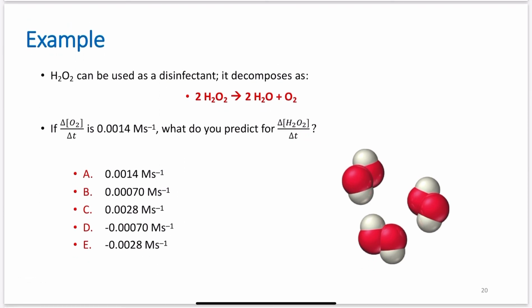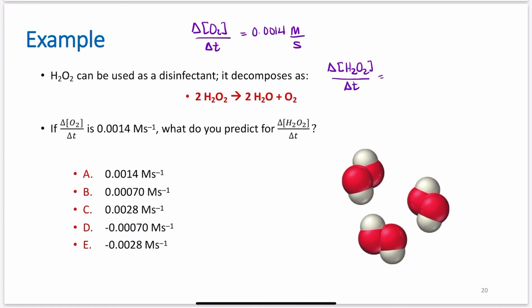H2O2, hydrogen peroxide, can be used as a disinfectant. It decomposes as the following. 2 moles of hydrogen peroxide react to form 2 moles of water and 1 mole of O2. If the change in concentration of O2 over change in time is 0.0014 molar per second, what do you predict for the change in H2O2 over time? I've got change in O2 over change in time. I know that equals 0.0014 molar per second. I really want the change in the concentration of H2O2 over change in time.